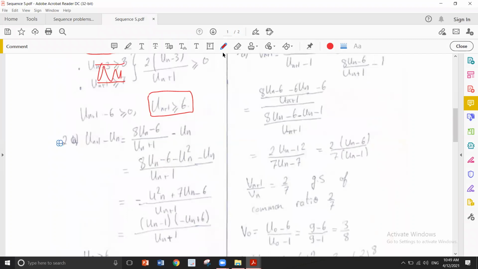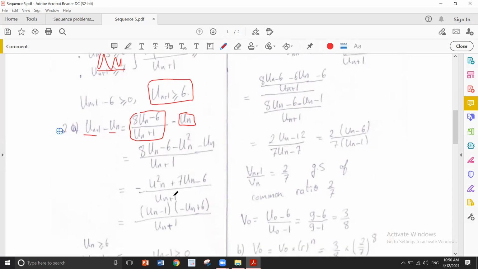So here, part 2, un plus 1 minus un to find if it is decreasing. This is un plus 1, 8 un minus 6, minus un. We take the LCM: un plus 1, 8 un minus 6 minus u squared n minus un. We get minus u squared n plus 7 un minus 6 over un plus 1.